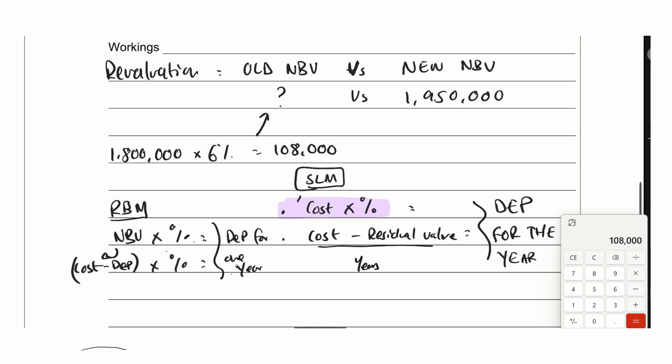So because we've had this asset for 5 years, we need to multiply this by 5, right? And we will get the total amount of depreciation of £540,000.